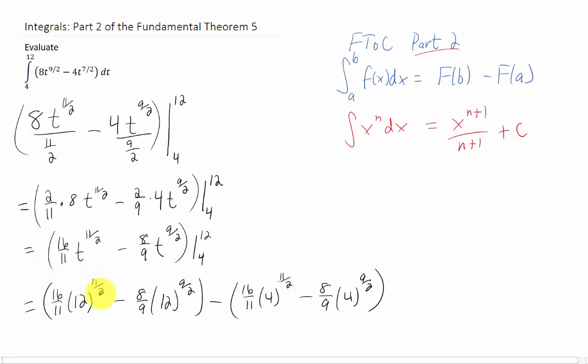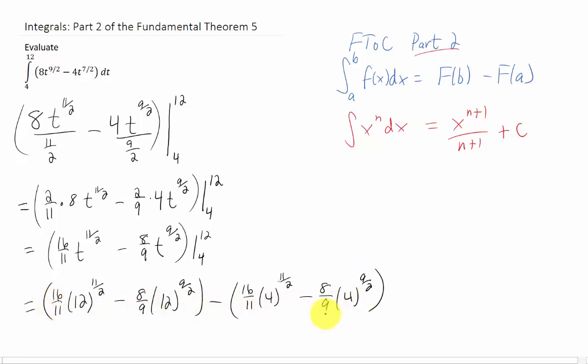Now, an 11 halves power means that we're taking a square root and we're raising that to the 11th power. Now, we can take the square root of 4 and raise that to the 11th power, and the square root of 4 here and raise that to the 9th power. But the square root of 12 is still not really going to reduce. It'll still have a square root in it. So probably what we want to do is just enter this answer as it is.